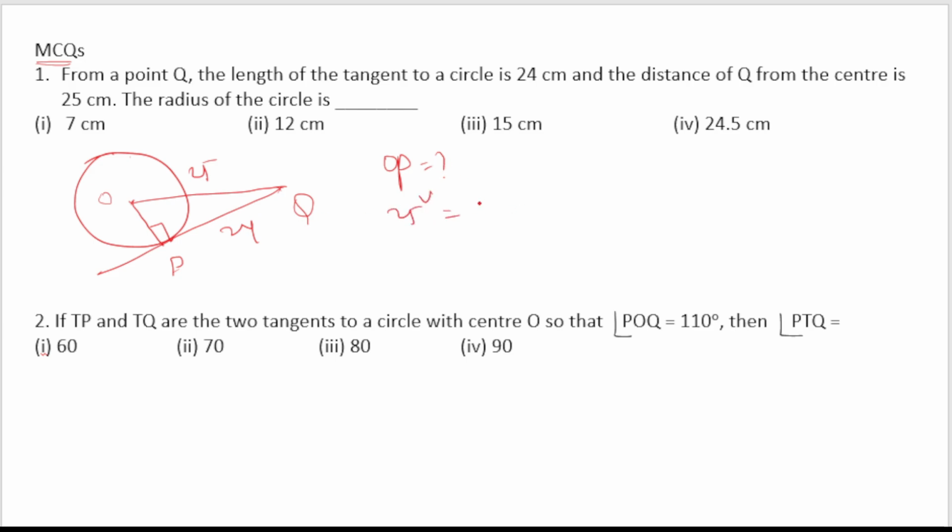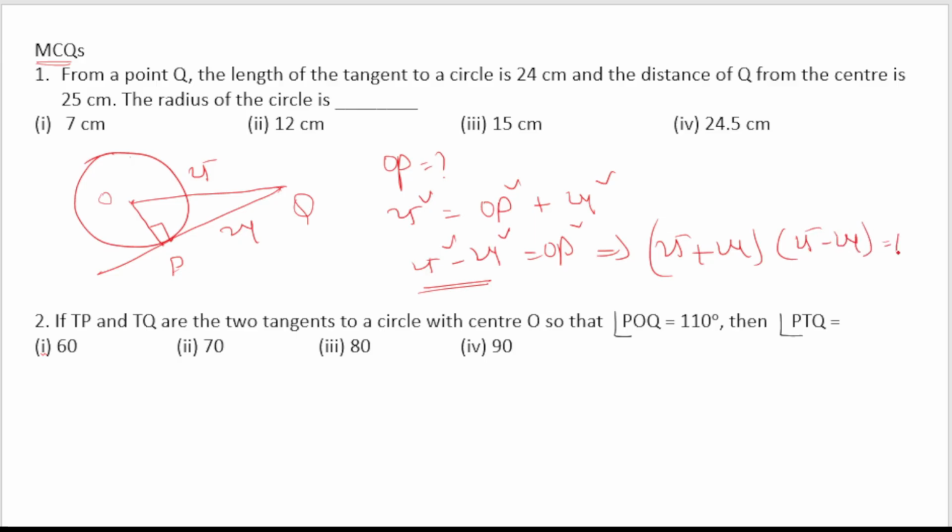Here hypotenuse square is equal to the sum of the squares of the sides. It is OP square plus PQ square, which is 24 square. So 25 square minus 24 square is OP square. Now this is in the form of A square minus B square, which is A plus B into A minus B. So 25 plus 24 into 25 minus 24 is equal to OP square. This is 49 into 1, which is 49. So what is the radius here? Root of 49, it is 7. So the radius of the circle is 7.